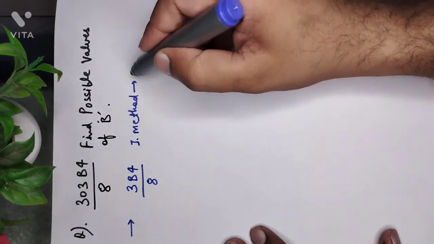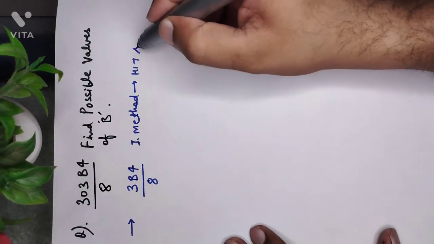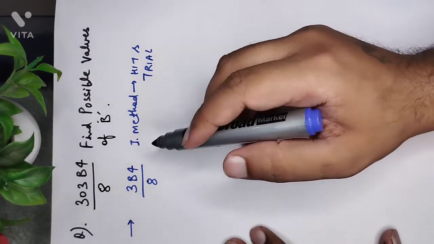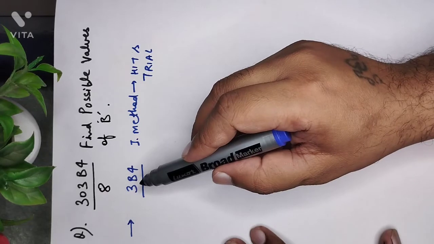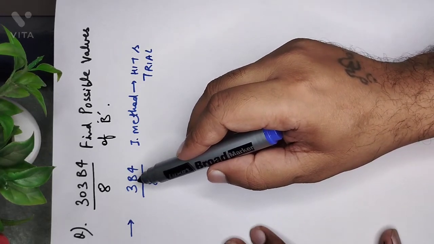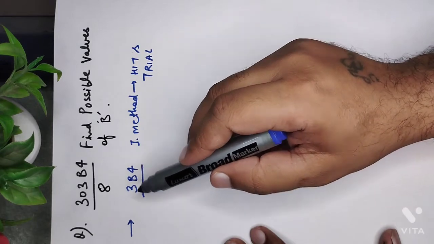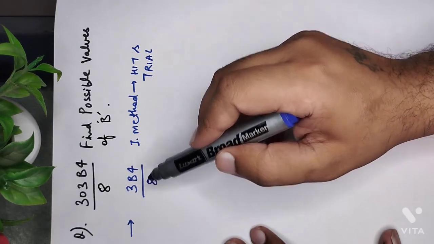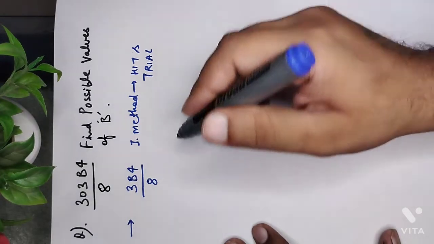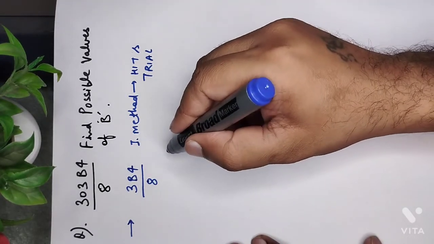you can use the hit and trial method. You can simply keep any value of B and then we can see whether this entire number is divisible by 8 or not. This is what we can do. Now that can be long and can be tiresome as well sometimes.